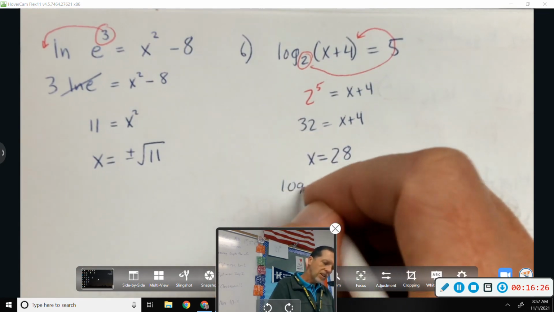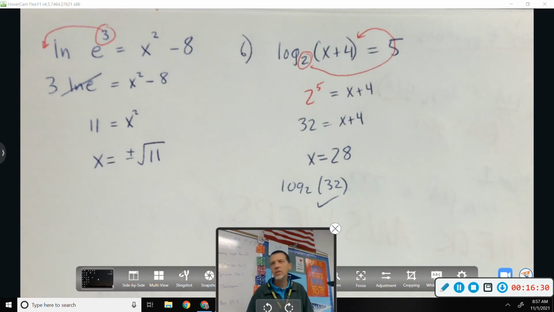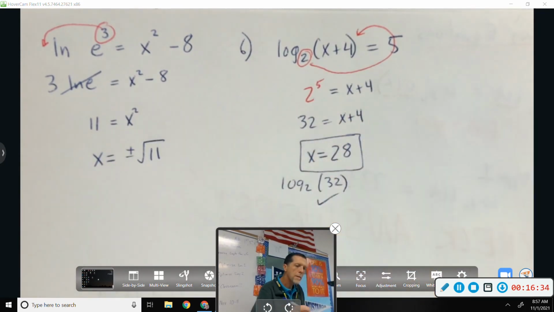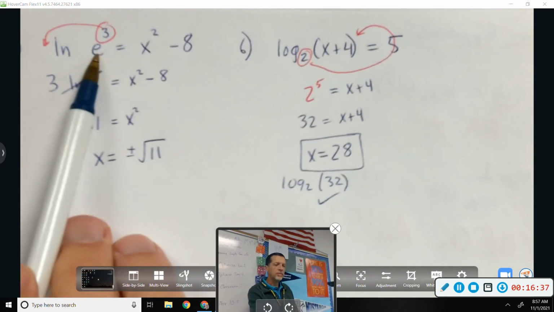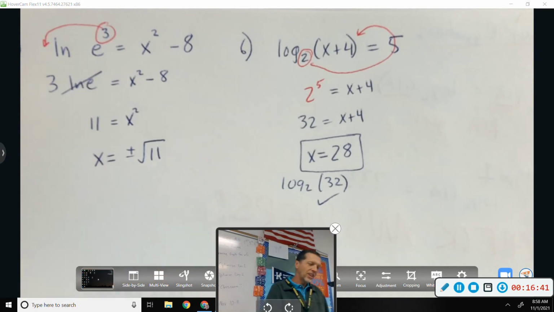Check it. Log base 2 of 32. That's fine. I'm just trying to make sure I'm not logging 0 or a negative number. Then why don't we check the x equals plus or minus square root of 11? Because we weren't logging any variable. The variable wasn't even in the log on that one.